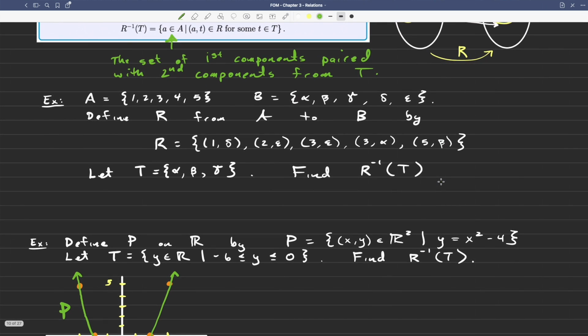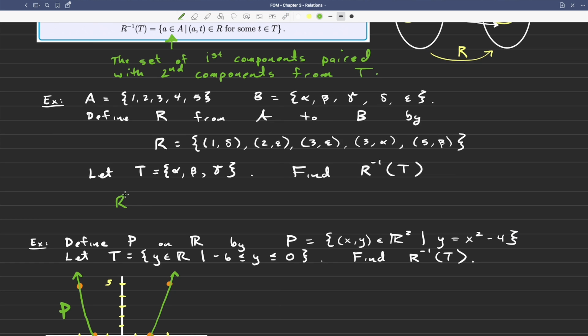Okay, so now in the toy example that I have here, it's the same relation as we were playing with before when we were dealing with image, but now we're going to do preimage. So we have this relation that pairs up numbers with Greek characters, and then we have a set big T that lies in the set big B up here, and we want to know what first components get paired up with these elements in T.